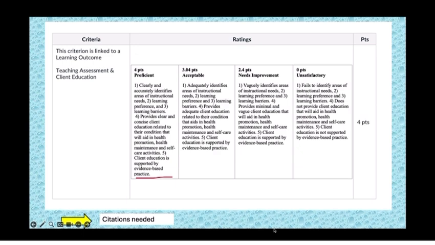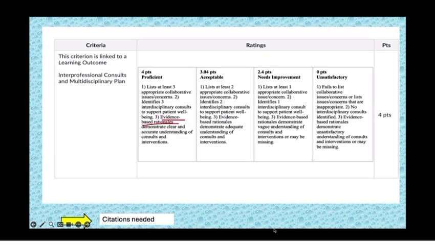Okay. Criteria for teaching assessment and client education. Education, I can't stress enough, is very important in nursing. In OB and postpartum especially, it's all about education. You're going to be seeing the nurses continuously teaching mom how to care for themselves and how to care for baby. Citations are needed. List at least 3 appropriate collaborative issues or concerns. Identify 3 interdisciplinary consults to support patient well-being with evidence-based rationale.